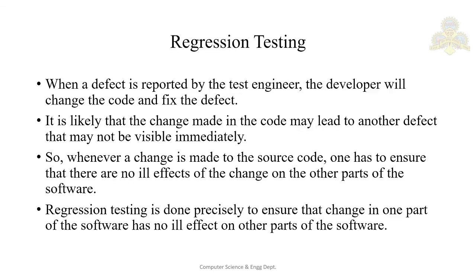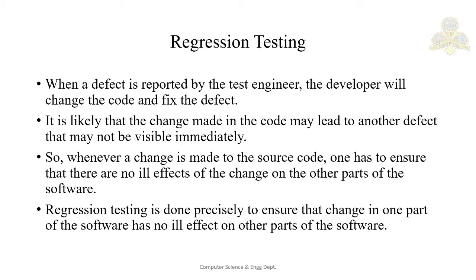Okay, the next one is regression testing. When a defect is reported in the software, the developer has to debug it, make changes to the code, and then fix the code. That means he has to fix the defect. There might be a chance that while fixing the defect, he has made some changes to a piece of code and it might have led to another defect. This defect may not be visible immediately.